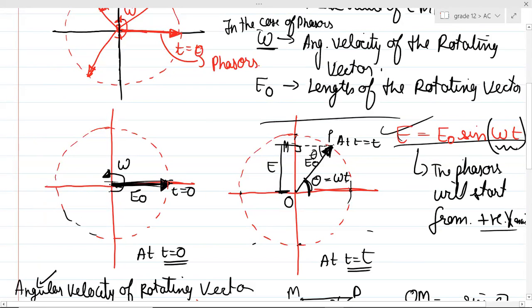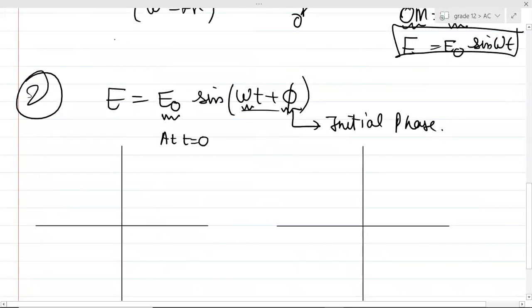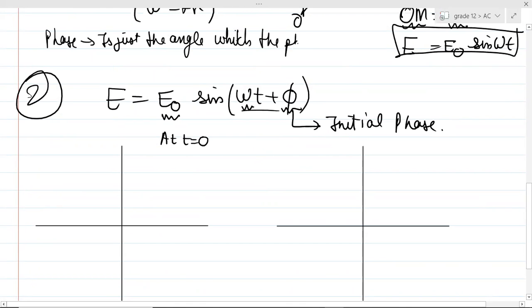So basically, what is this phase thing? In the case of phasors, what is this phase? Phase is just the angle which the phasor makes with the positive x-axis. Okay. So basically, suppose at t equals to 0, initially it has a certain phase.